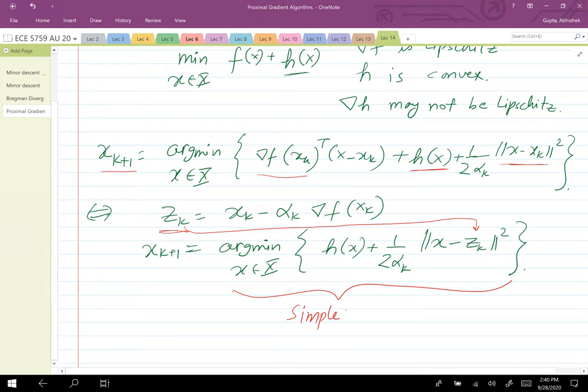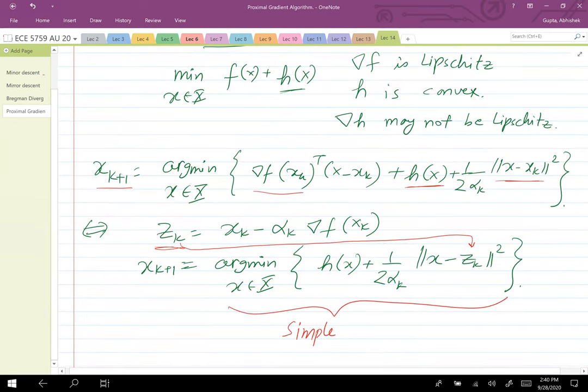That's the proximal gradient algorithm. Mirror descent and proximal gradients have received quite a bit of attention in the past 5 or 6 years, and there is a whole body of literature now with various variations of the mirror descent algorithm and the proximal gradient algorithm. So I just thought it would be cool for us to learn about these two algorithms.